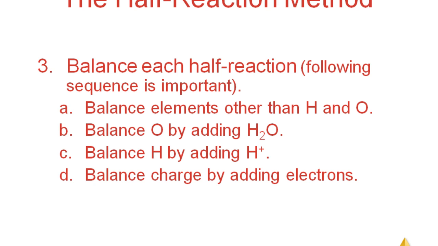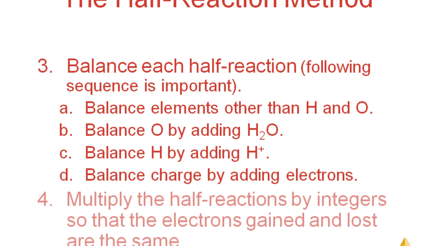Then balance hydrogen by adding H+. Last step, balance charge by adding electrons. You have to memorize the sequence. If you go in some other sequence, you will not be able to balance the equations correctly. So, balance anything other than oxygen and hydrogen, then O first, H+, and then comes electrons. After you do that, multiply the half reactions by integers so that electrons gained and lost are the same.